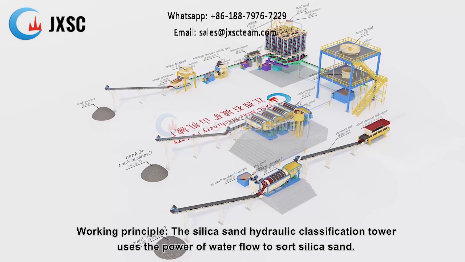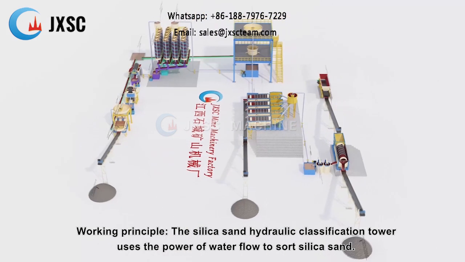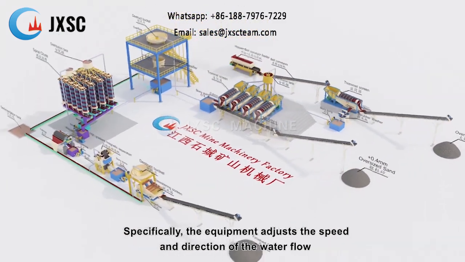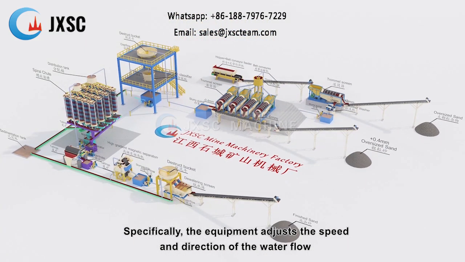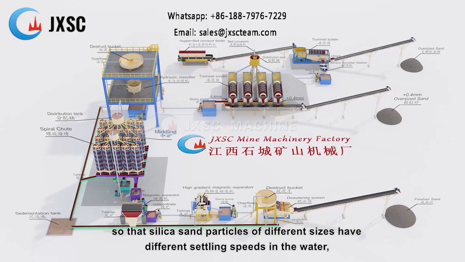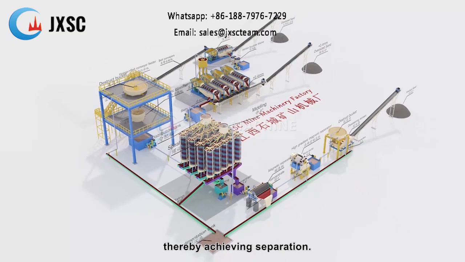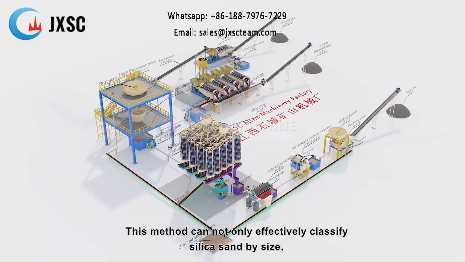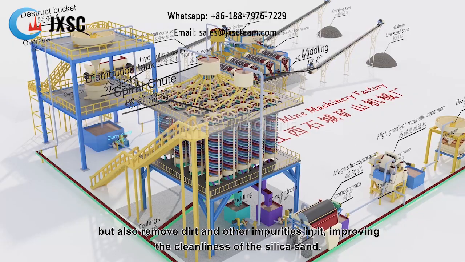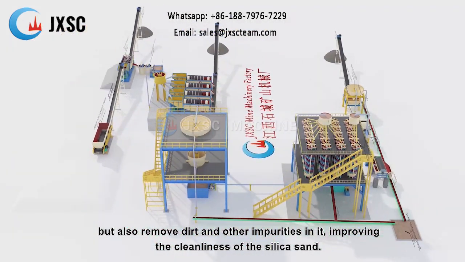Working principle: the silica sand hydraulic classification tower uses the power of water flow to sort silica sand. Specifically, the equipment adjusts the speed and direction of the water flow so that silica sand particles of different sizes have different settling speeds in the water, thereby achieving separation. This method can not only effectively classify silica sand by size, but also remove dirt and other impurities in it, improving the cleanliness of the silica sand.